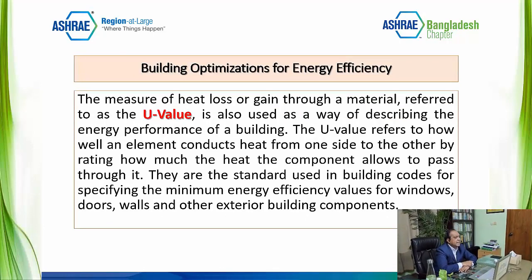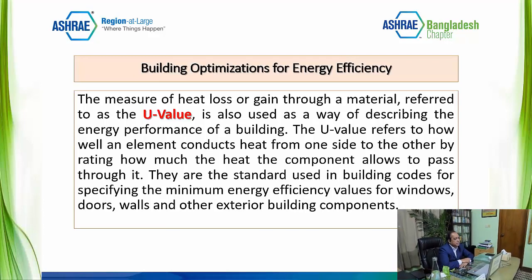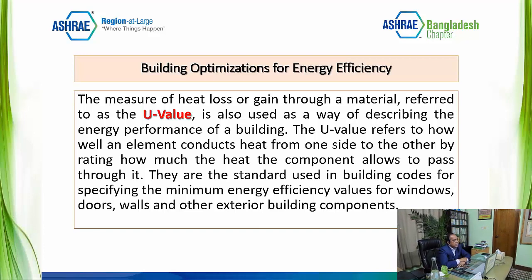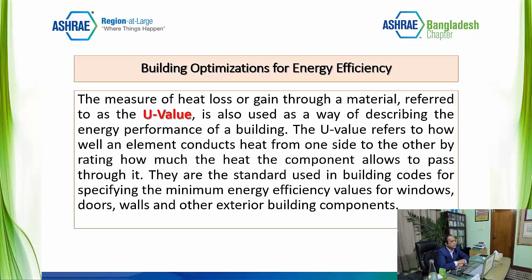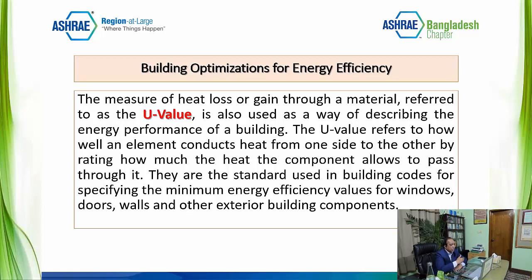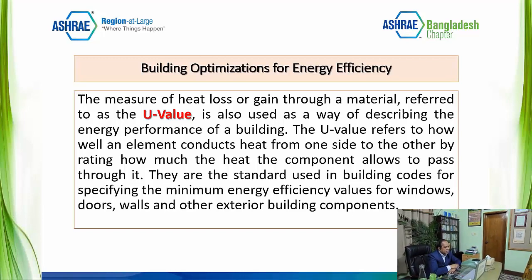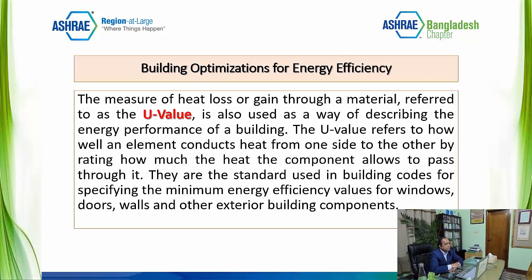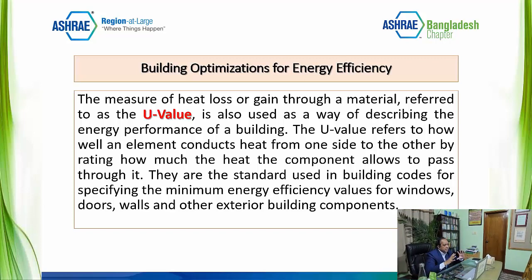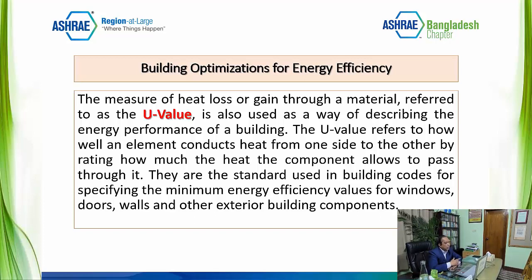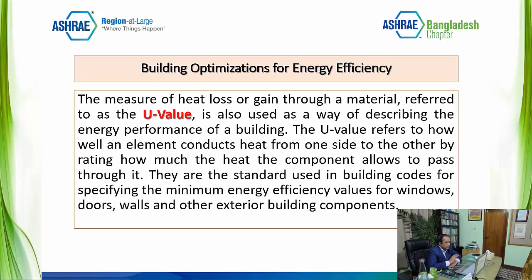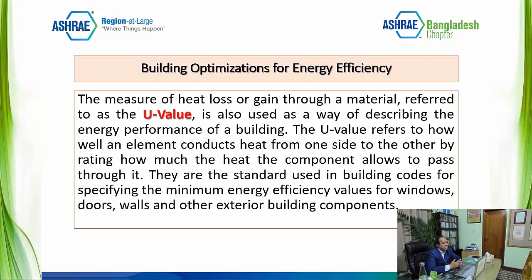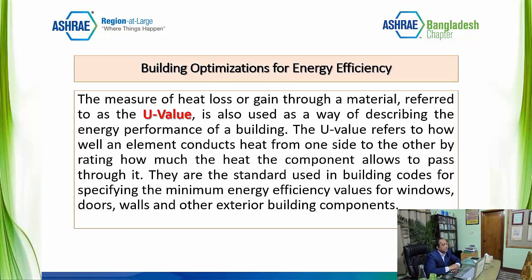So how do we understand this building optimization? There's a terminology called U value. What is U value? It is the value that tells heat transfer, how much heat goes from one side to the other side. Okay? And our building envelope separates inside from outside. This envelope has a U value. Window has a U value. Wall has a U value. Roof has a U value. Floor has a U value. So if your U value is low, low, low, then your heat gain and cool loss is minimized.